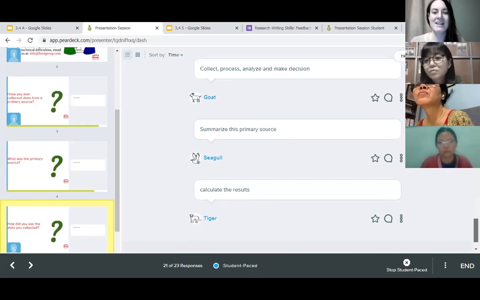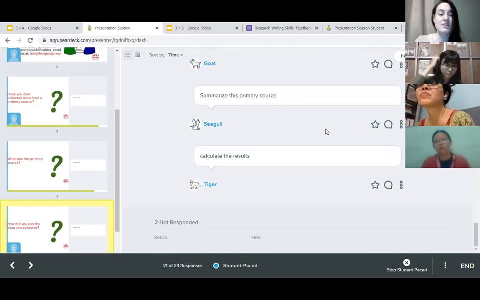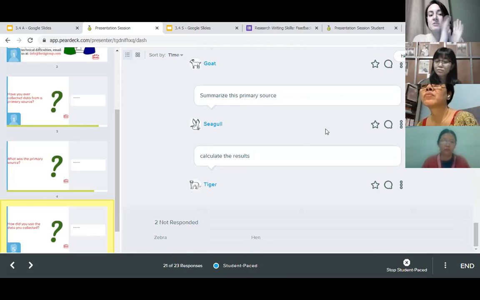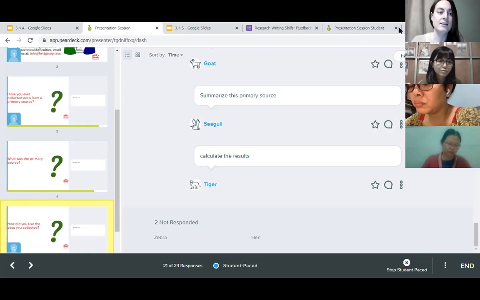Collect, process, analyze, make decisions. Yeah, summarize the primary source. So maybe you want to summarize the primary source and what the information was found, or calculate the results. You might have already done that, but once you collect the information, you then have to calculate it, and then you have to use the information or analyze the information. Let's go back.